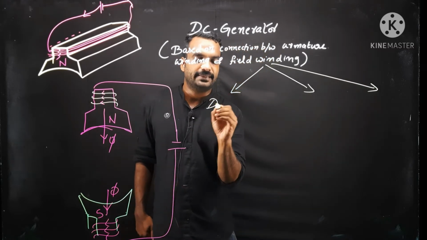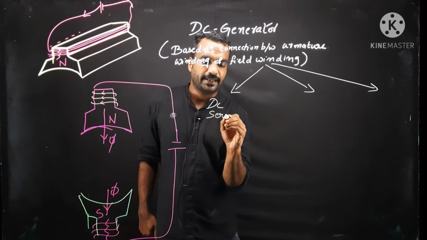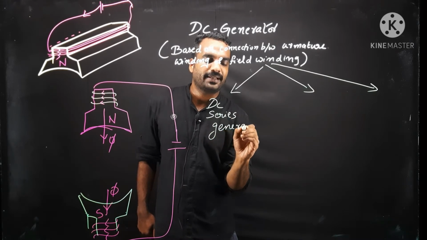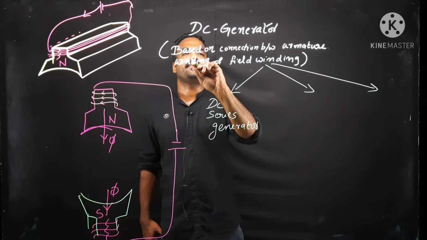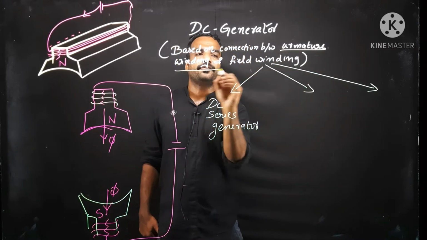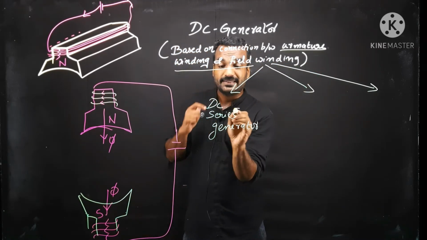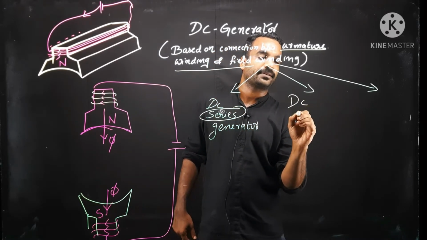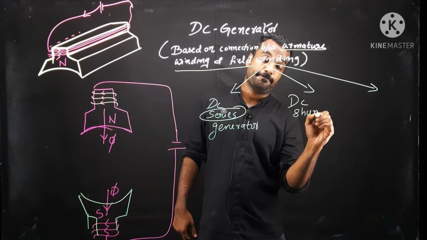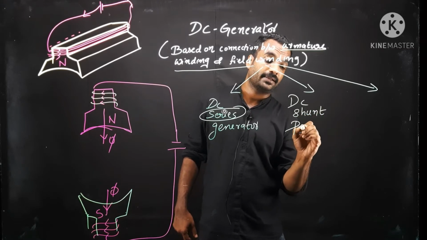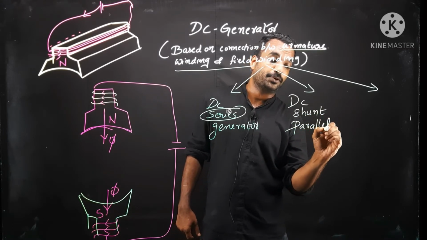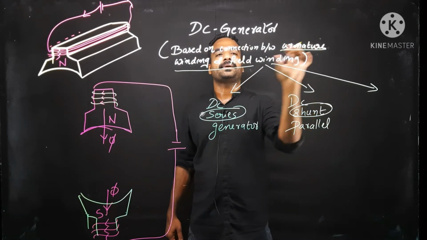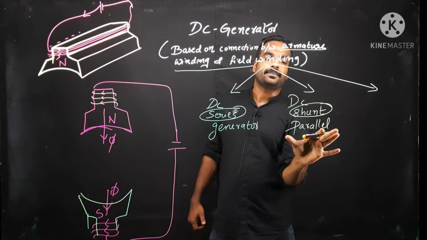First is DC series generator. From the name itself, you can tell what may be the connection between armature winding and field winding. They are having series connection. Next one is DC shunt generator. Shunt means parallel. If you don't know that, you have to keep the thing in your mind.